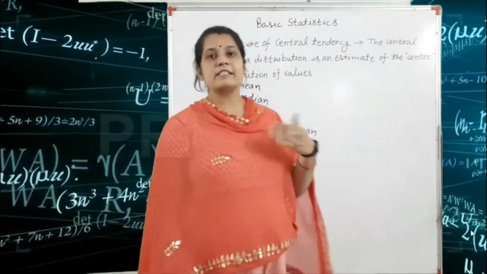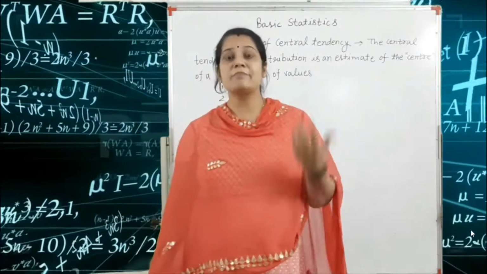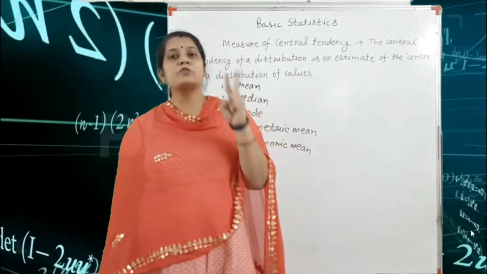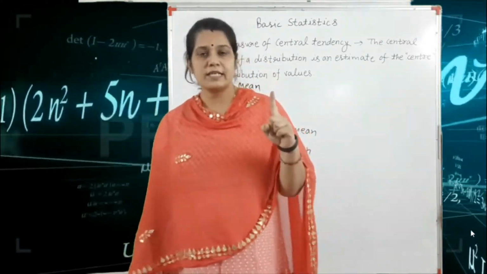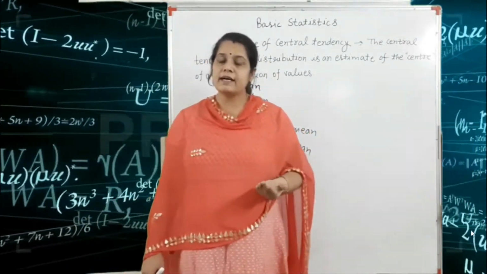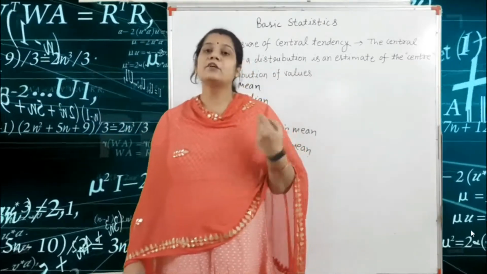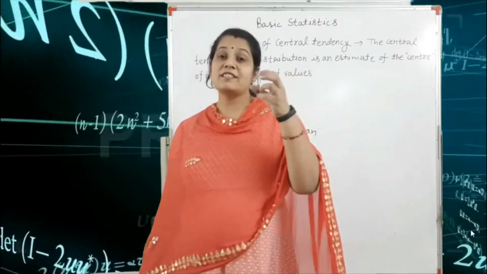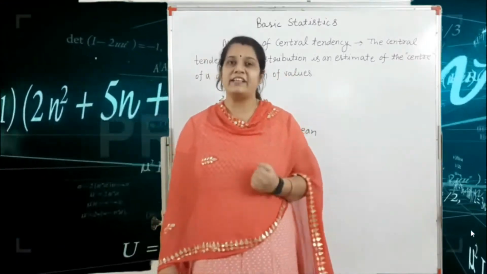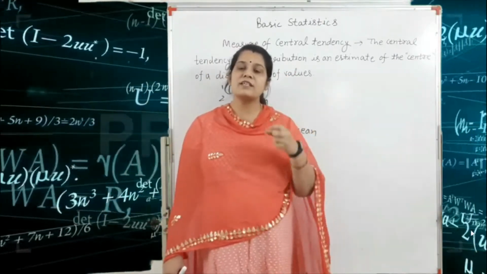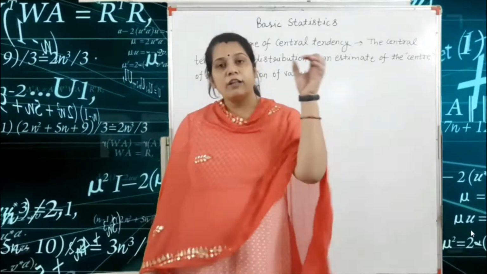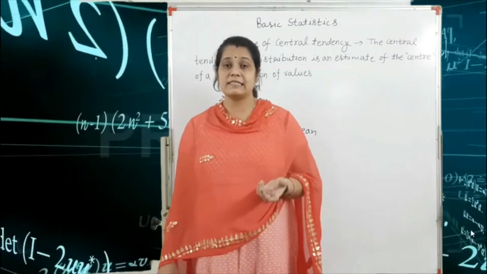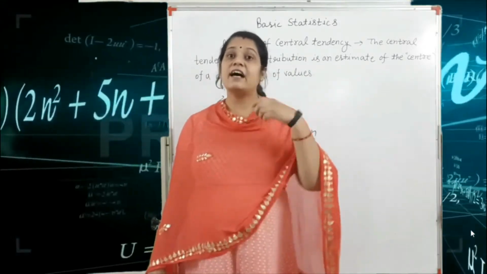You have already seen it in the middle classes. So what is the mean? For finding the mean, we have two types: the first one is ungrouped data and the second one is grouped data. We have already seen in the middle classes the process of finding the mean. First we add all the values and divide by the number of terms. This is the ungrouped mean.